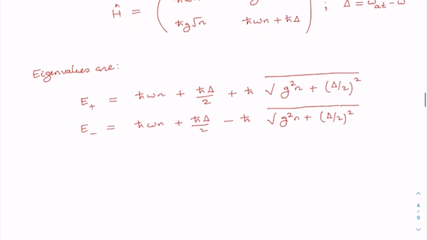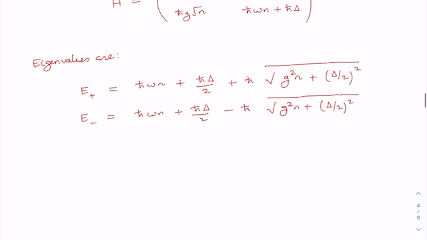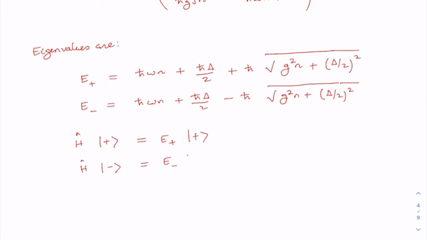The eigenstates of this Hamiltonian are the dressed states. Let us denote the eigenstate corresponding to the eigenvalue E plus as the plus state, and the eigenstate corresponding to E minus as the minus state. These are the dressed states and they satisfy this equation: H acting on the plus state gives E plus times the plus state, and H acting on the minus state gives E minus times the minus state.